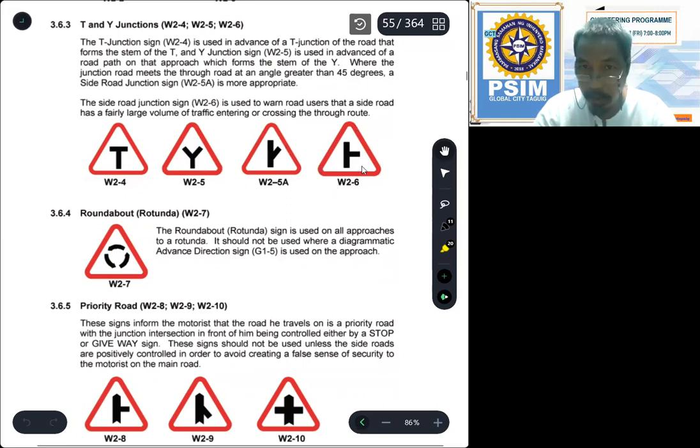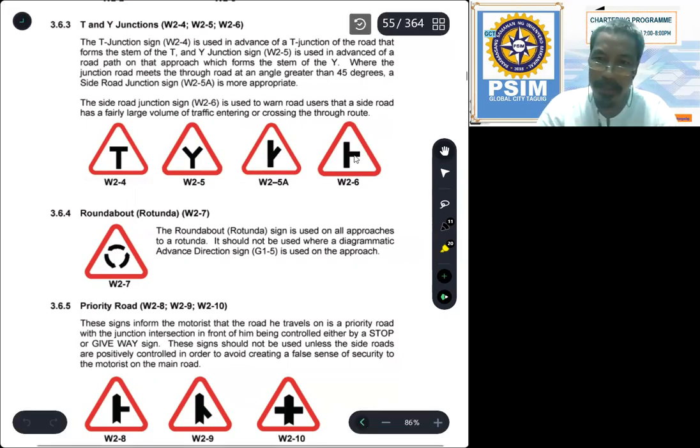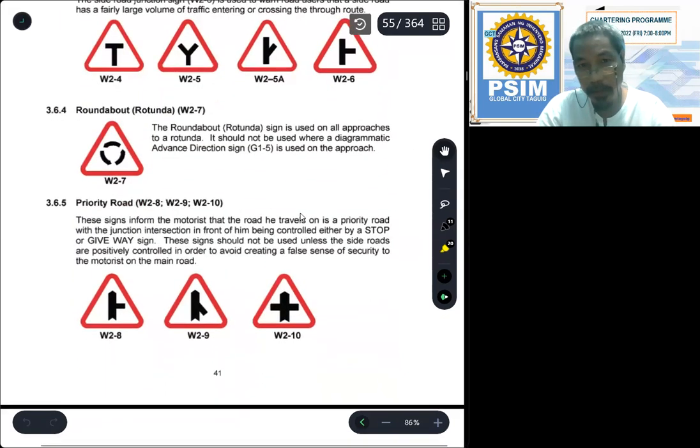This is a side road, but here you can actually ignore it. We are putting up a sign because this side road has a fairly large volume of traffic entering or crossing. So that is the difference. This is just a side road, and you have the priority because you are on the straight line. But since the traffic here is so much, we have to take note of it.